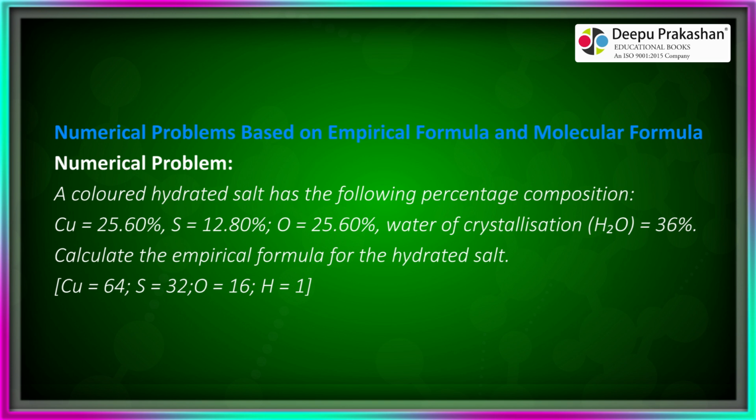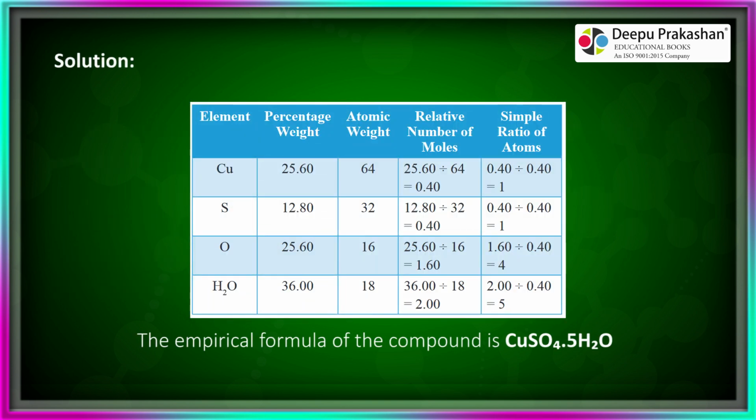Calculate the empirical formula for the hydrated salt. Cu = 64, S = 32, O = 16, H = 1. Solution. The empirical formula of the compound is CuSO4·5H2O.